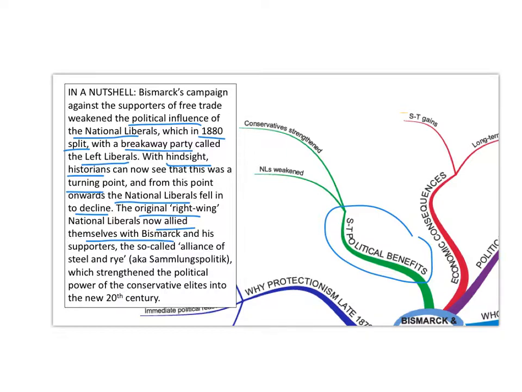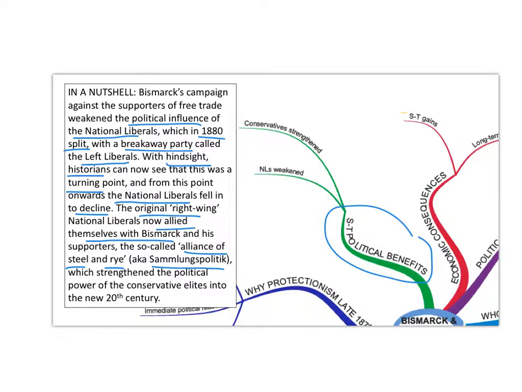So that alliance between the industrialists, the new elites, and the Prussian Junkers, the farmers, the old elites, was often called the alliance of steel and rye. Rye is another word for grain, food, also known as Sammlungspolitik. So we've mentioned all of that in previous lessons since we began the course 2 months ago. What this lesson has done is put that into context for you and helped you understand that better.